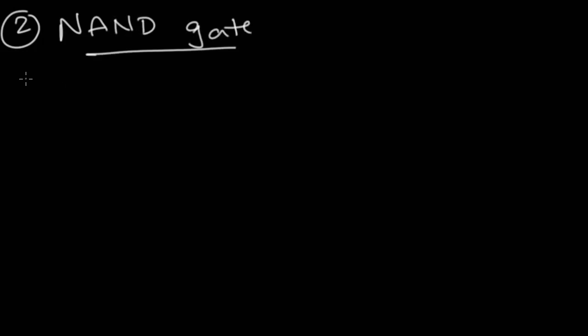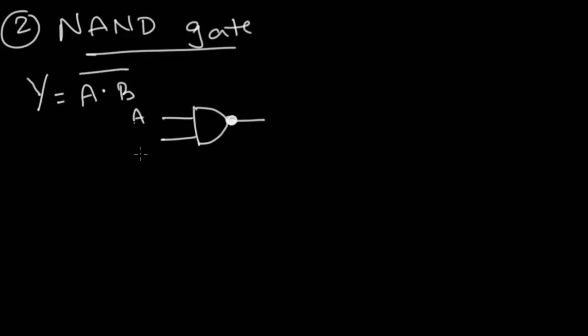Moving forward to the next gate, we're going to be covering the universal gates first. This is the NAND gate. The NAND gate is represented as Y is equal to (A dot B) bar, and symbolically it's represented with A and B as the inputs and Y as the output. The bubble is the bar that we see on the top of A dot B.